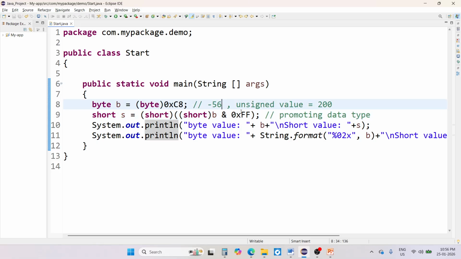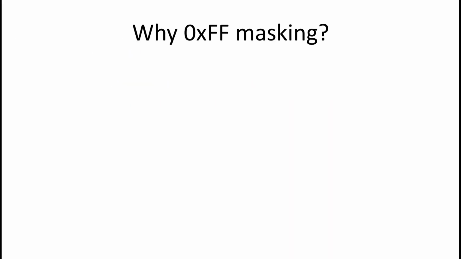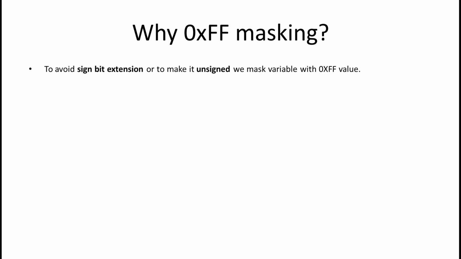So how does this masking actually work? Why do we need to mask only with 0xFF, and not with some other hexadecimal value? Okay, let's understand that deeply. So why masking with FF?